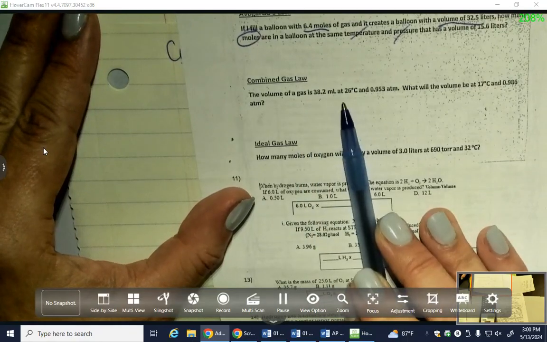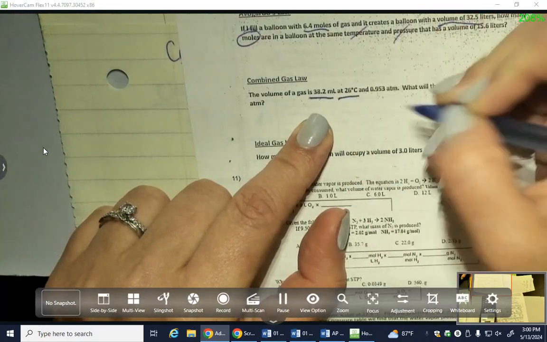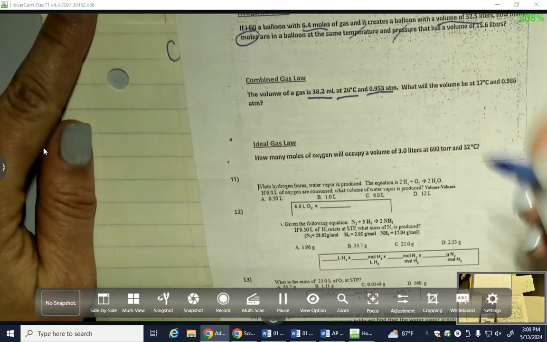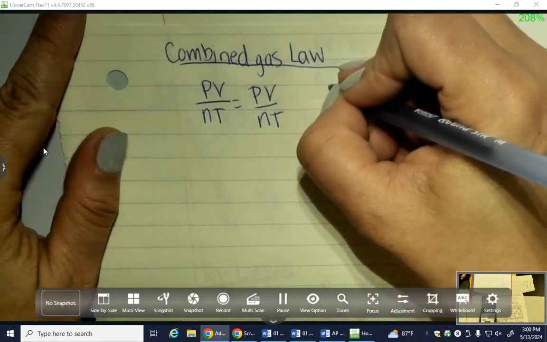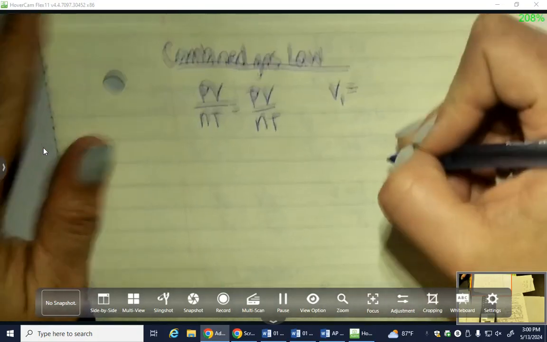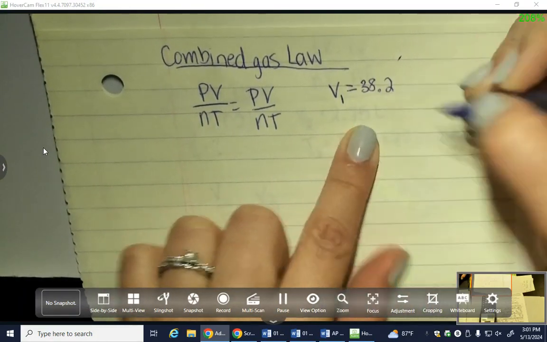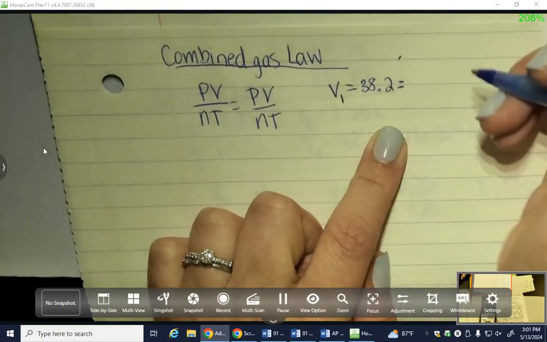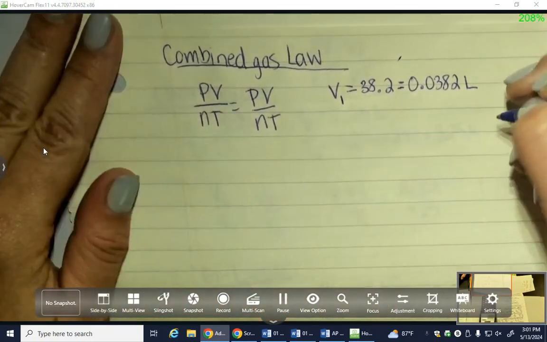All right, so it says the volume of a gas is 38.2 milliliters at 26 degrees Celsius and 0.953 atm. So before I even keep reading, let's start writing this out. Volume 1 is going to be that 38.2 milliliters. What is that in liters? Move that decimal 3 times to the left. Good. Okay, so we have our liters.